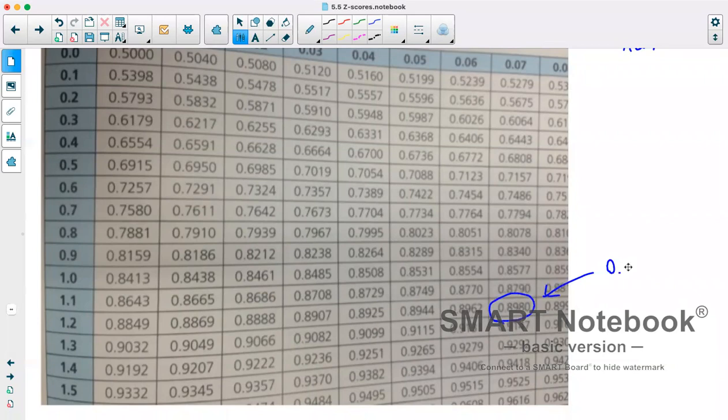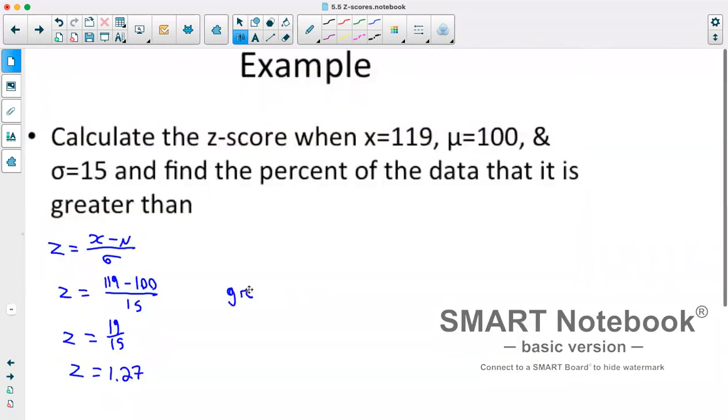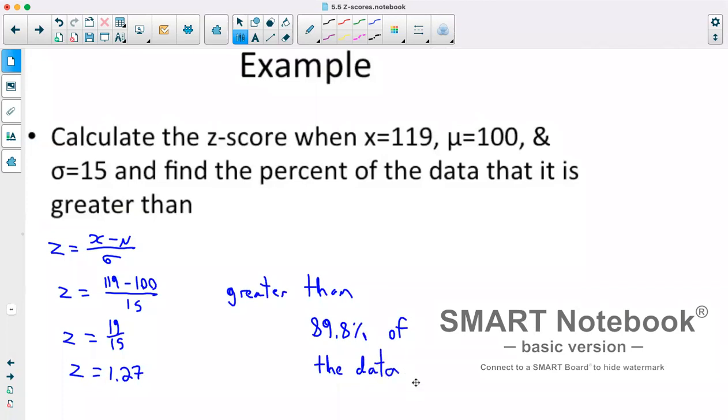It's at 0.8980. Now this is our percentage as a decimal. So it's 89.8%, because we just shift our decimal over by 2. So it is greater than 89.8% of the data. If we wanted to know what percentage is less than, we would just go 100 minus this, and that tells us how much data is larger than this.